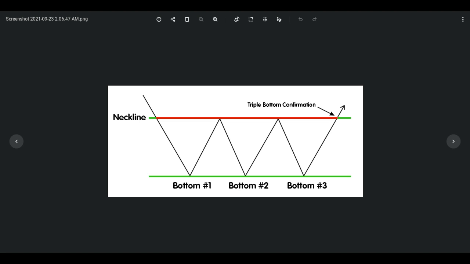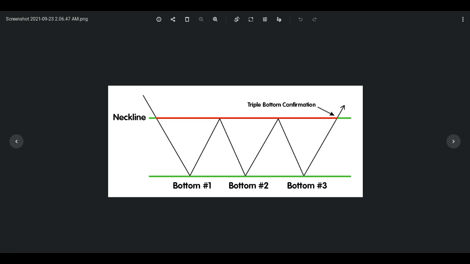Today we are on chart patterns 47 and 48 in the big book of chart patterns. Chart pattern number 47 is triple bottoms, and 48 is triple tops. That's what you're looking at on the screen.